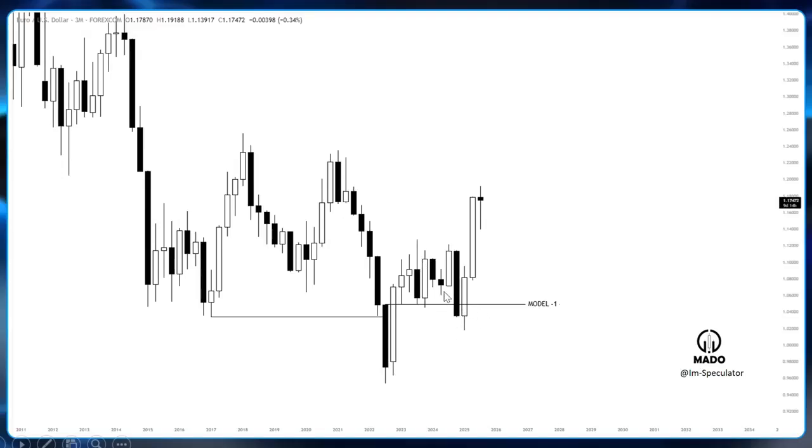This is the other dimension of Model 1 that many of you don't know. It's not only for pinpointing entries, it's also a framework you can scale up for HTF context, so your lower time frame setups always ride in harmony with the bigger market direction.